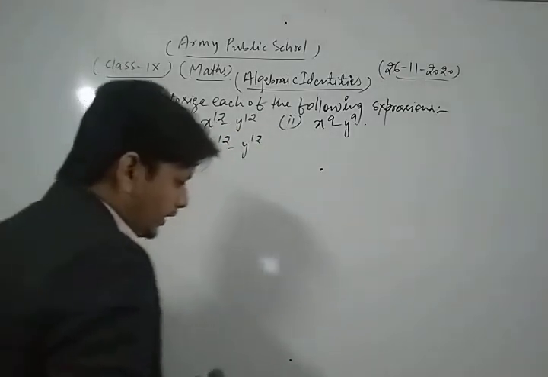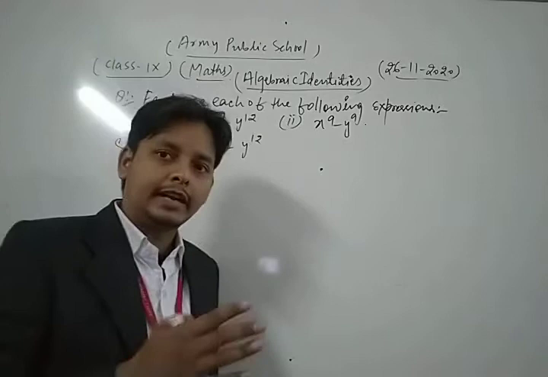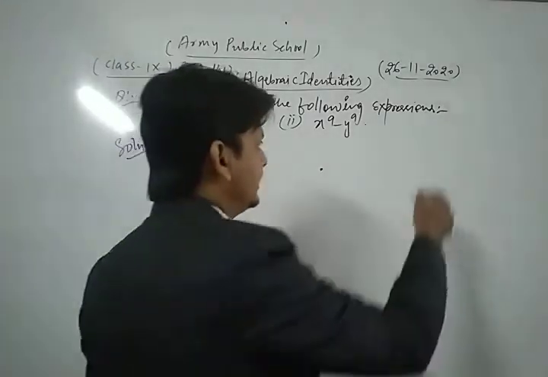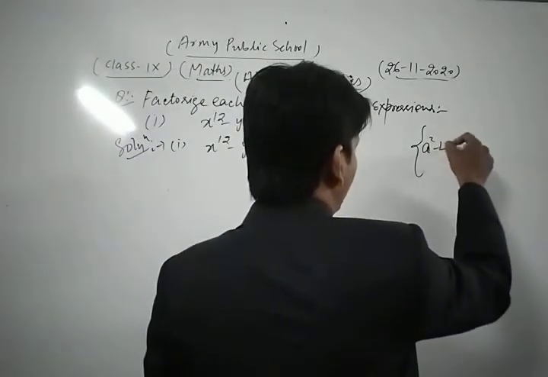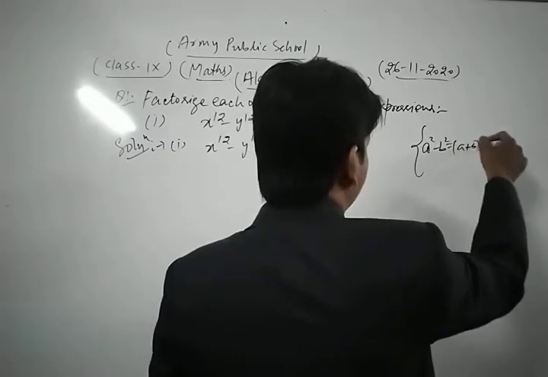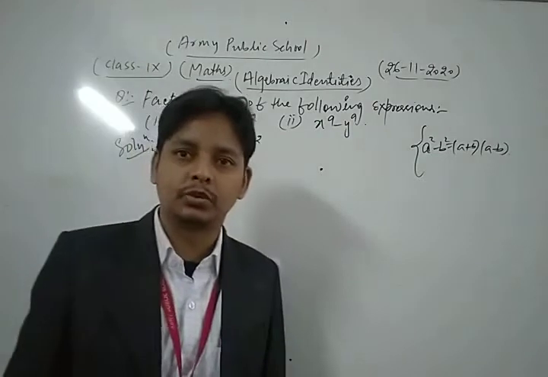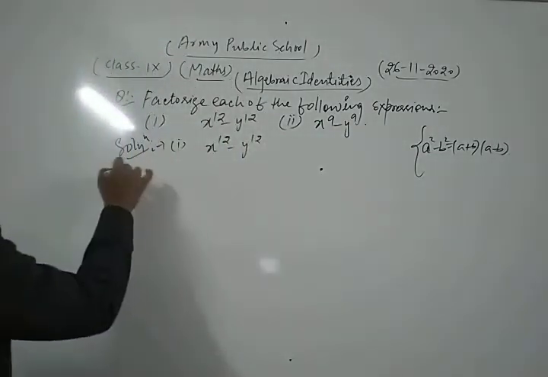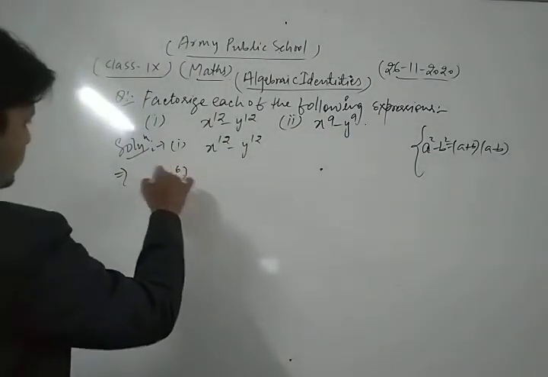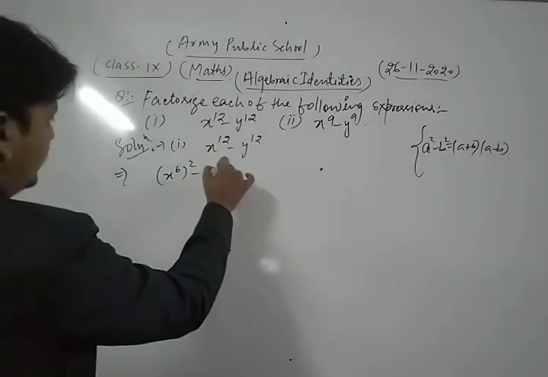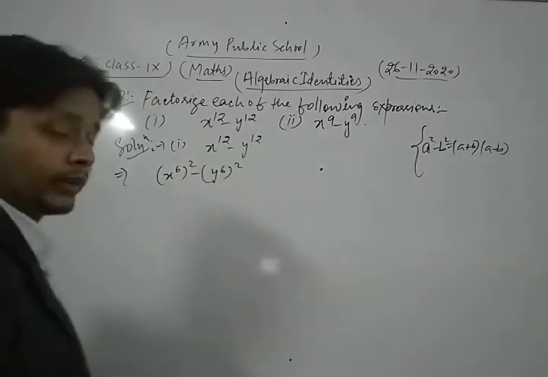Dear friends, in this type of question we apply the identity a square minus b square, which you know is a plus b in one bracket, and in another bracket we write a minus b. So first of all we write the given question in this way. We can write the given question in this way, na?